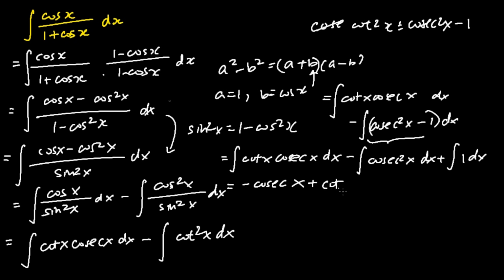So the second term becomes cotangent x. The integration of cosine x over 1 plus cosine x dx is the negative of cosecant x plus cotangent x plus c.